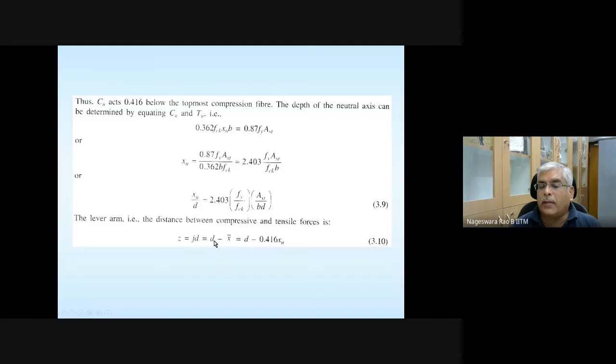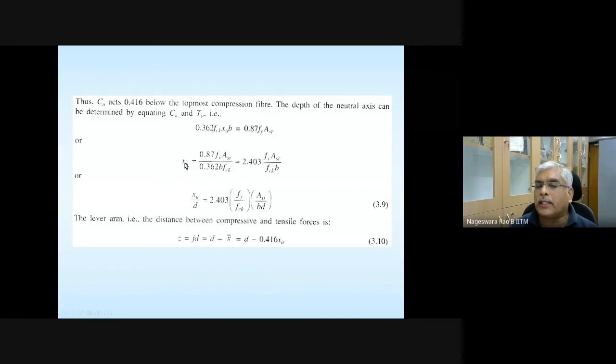Lever arm is given by, just now we noted the resultant compressive force is going to act at a distance 0.416 XU from the top, from the extreme fiber in compression. So lever arm is given by effective depth minus 0.416 XU. And now XU is given by this. So you need to do a small homework, or you need to just cross check.